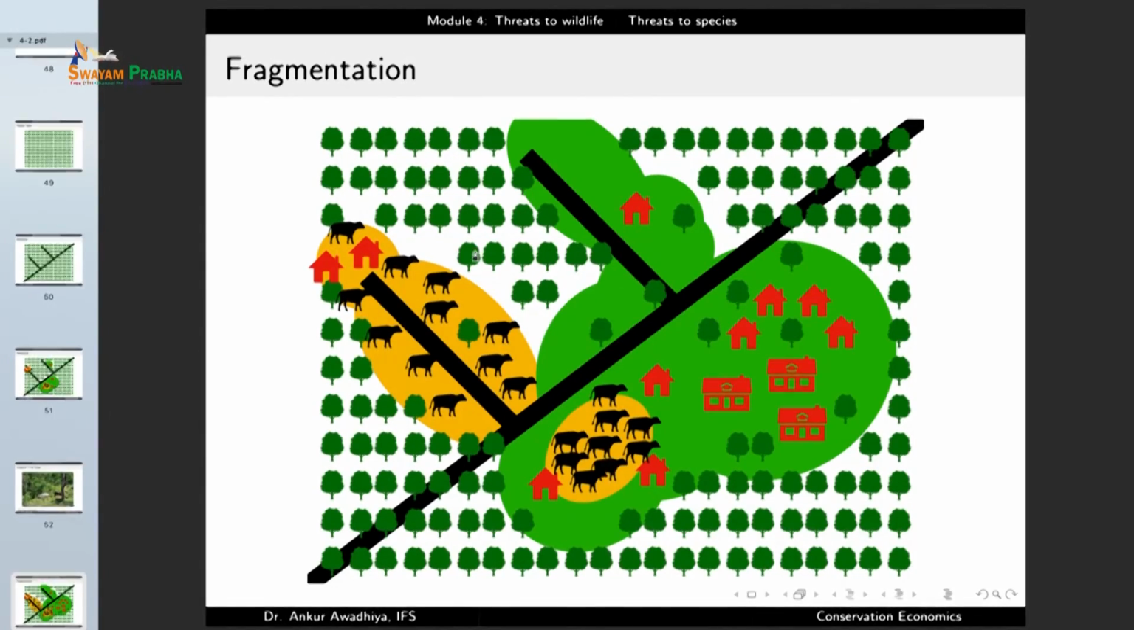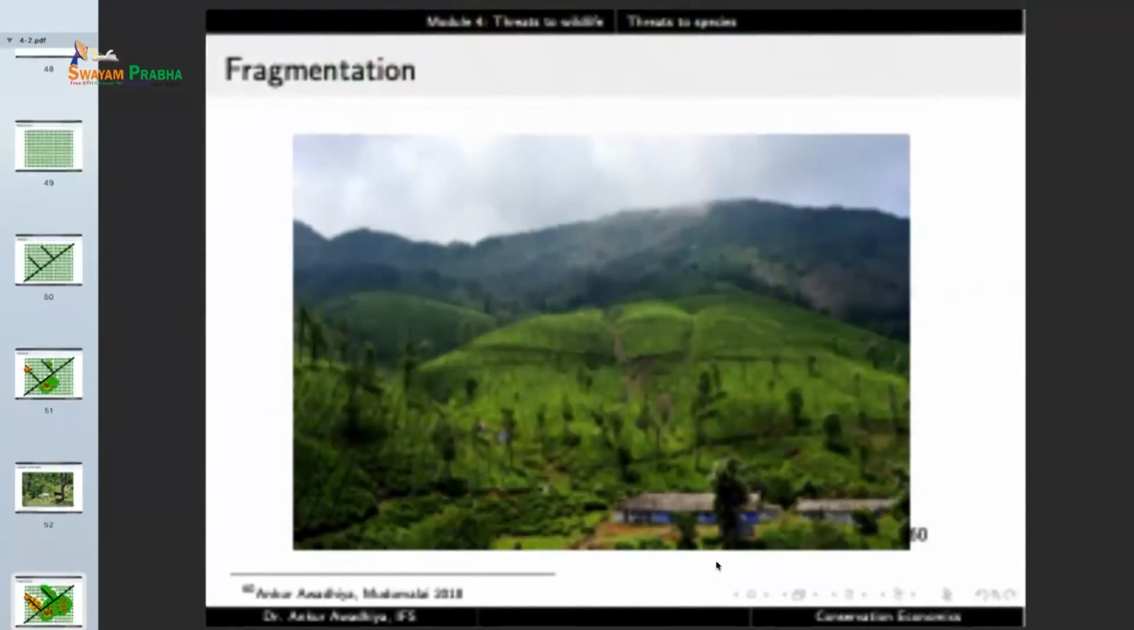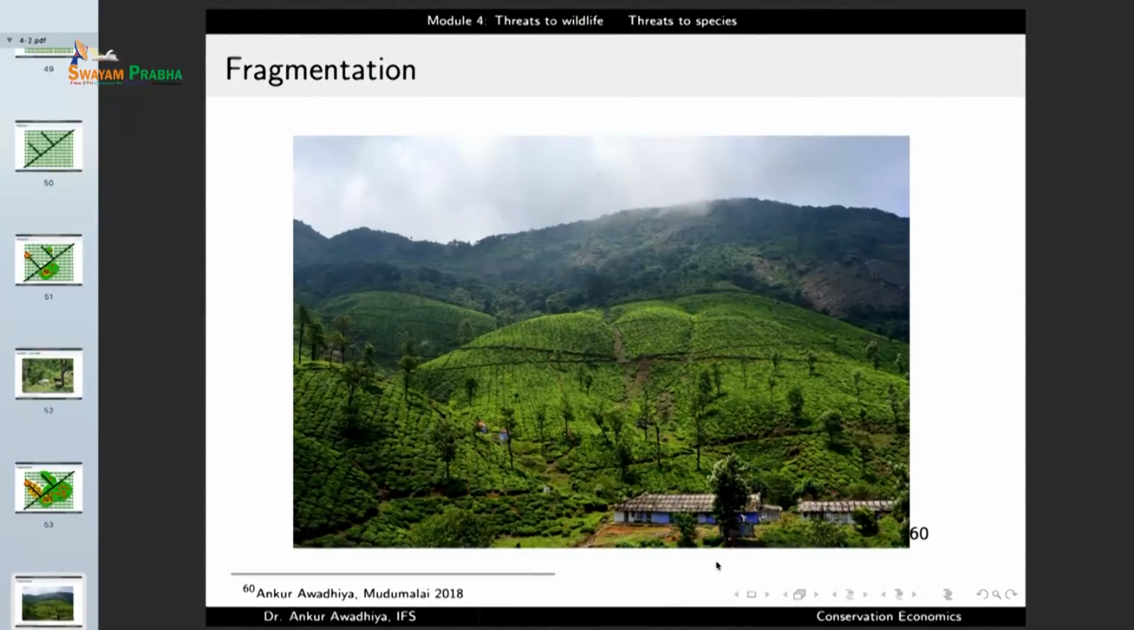So this is one parcel, this is one parcel, this is one parcel, and this is one parcel. So we now have four small parcels. This is habitat fragmentation that is happening. This is an example of habitat fragmentation. These early settlers have now converted all of these areas into agricultural or plantation areas. And so the animals that were there in these forests are now unable to cross these areas, and so this has become a small fragment.